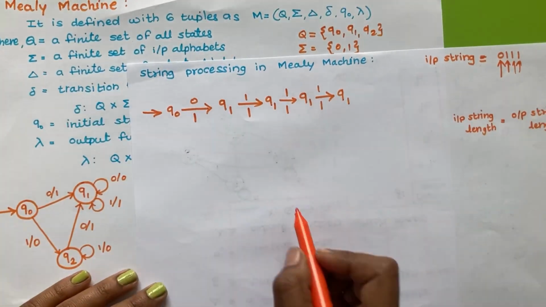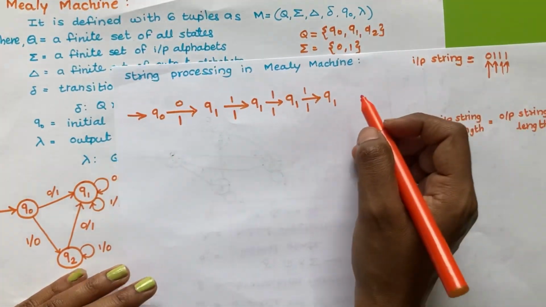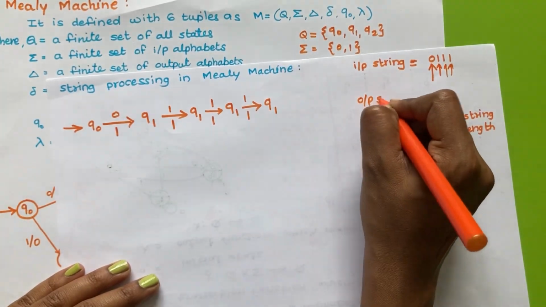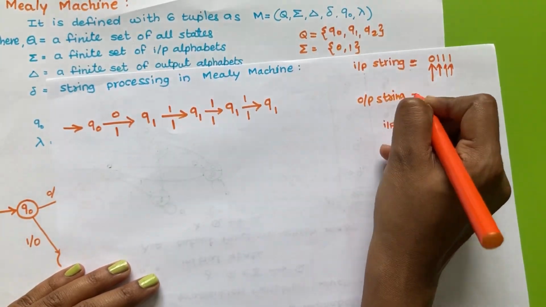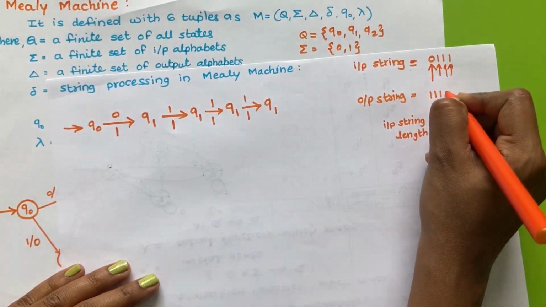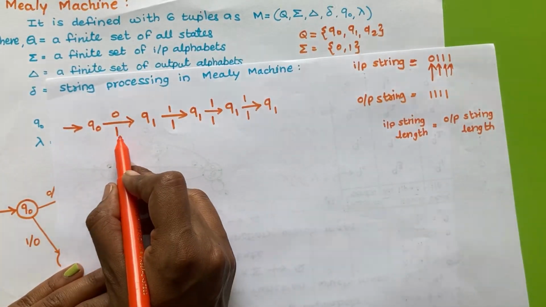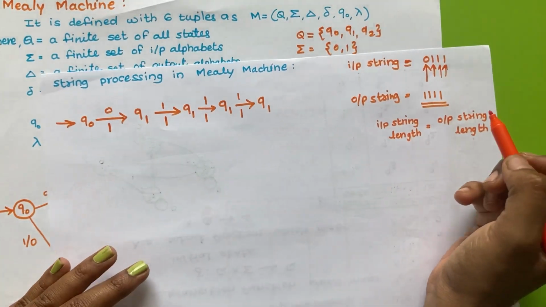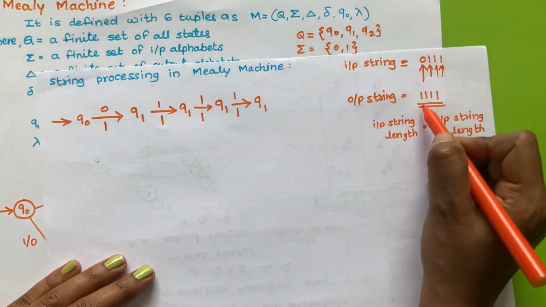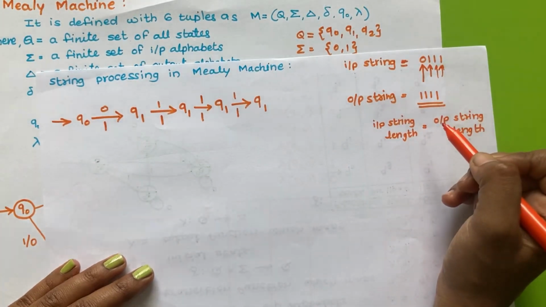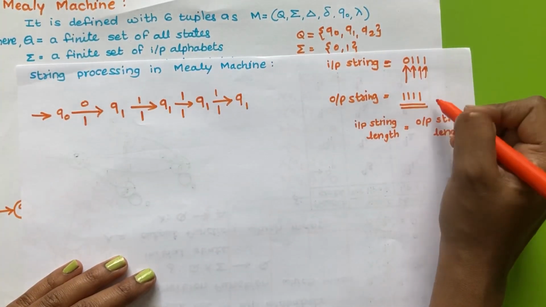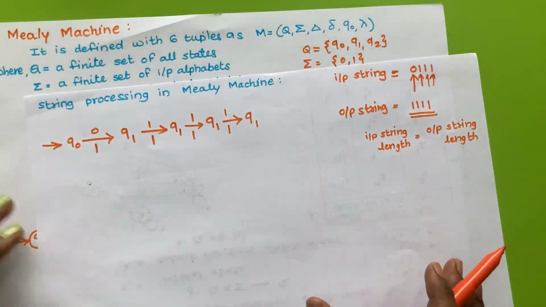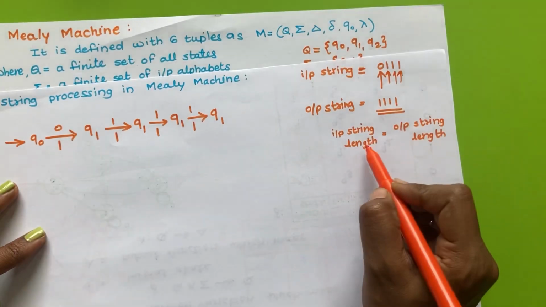So here the total output string will be 1 1 1 1. If we concatenate this, we get the output string as four times 1. So this was the input string that was converted into this output string. If we observe the length of the input string and output string in the case of a Mealy machine, they are equal to each other.